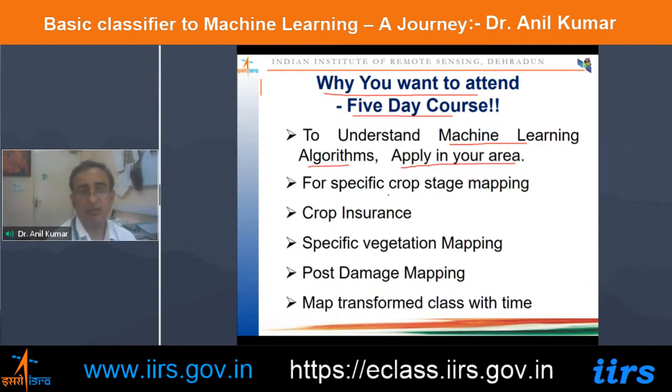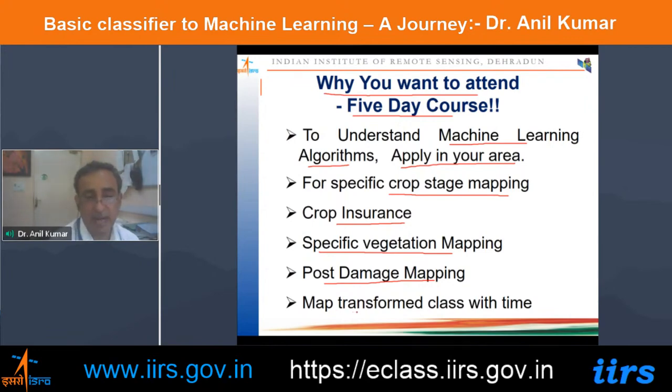For a specific crop stage mapping, at any stage of the crop, can we map that field? Then can we have an application in crop insurance? Can we have an application in specific vegetation mapping within forest, or within agriculture for a specific crop? Can we map a specific crop which has been affected due to disease or due to flood? Then we can have post damage mapping. It can be due to an earthquake, some activity has occurred, and due to which some area has been affected and some damage has occurred.